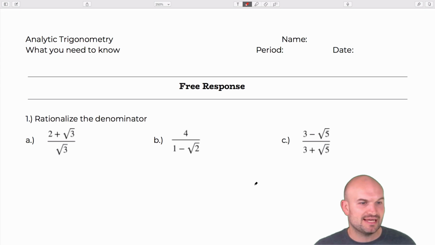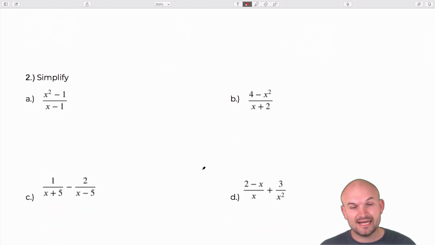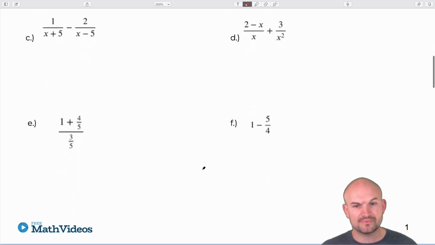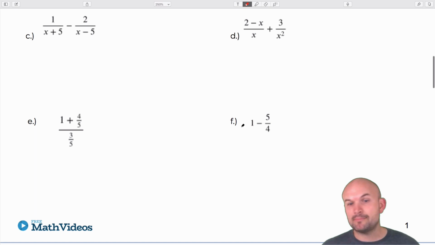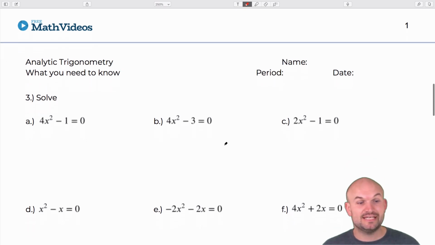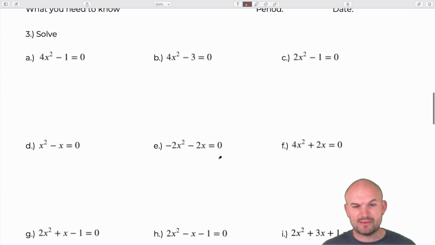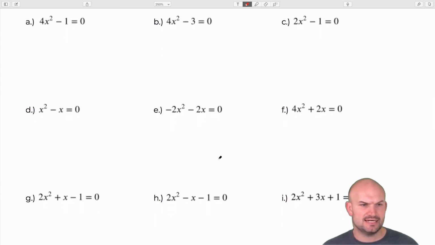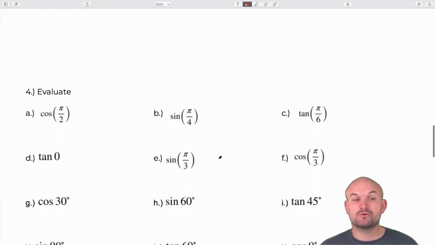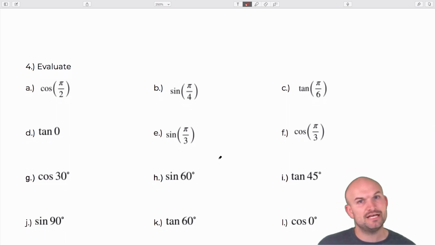So what we're going to do is work on rationalizing the denominator. We're going to work on simplifying and applying some operations, adding and subtracting rational expressions, as well as simplifying a complex fraction and just fractions with numbers. Then we're going to practice solving quadratic equations using different techniques such as the square root method and factoring. And then we're going to work on evaluating the three trigonometric functions based on the unit circle.